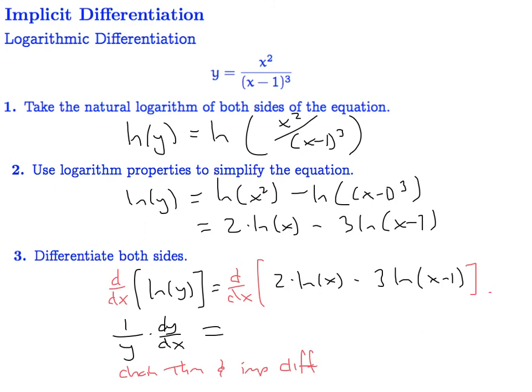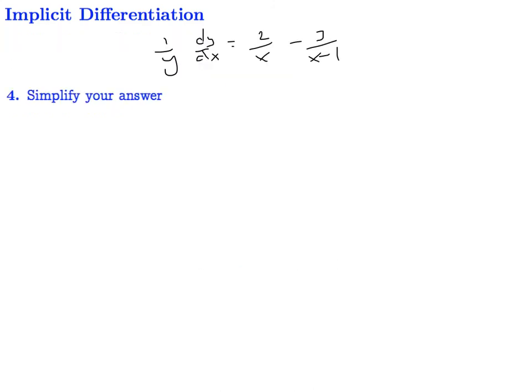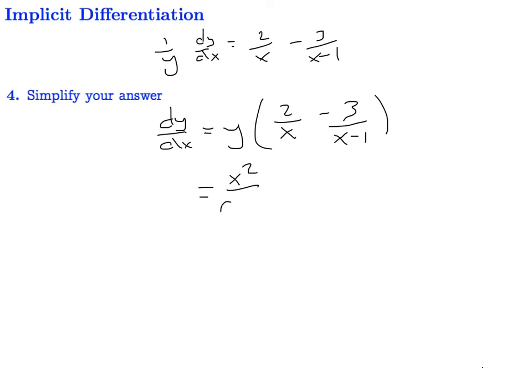And this is going to equal these derivatives we can do separately. So this first one is nice and easy. It's going to be 2 over x minus 3 over (x minus 1). And what's nice here is we have dy/dx here. Now we just have to solve for it. So now all we have to do is simplify, that is solve for dy/dx. So this means that dy/dx is going to equal y times (2 over x minus 3 over (x minus 1)). And what we can do is replace with our original y, which was x squared over (x minus 1) cubed, times (2 over x minus 3 over (x minus 1)).